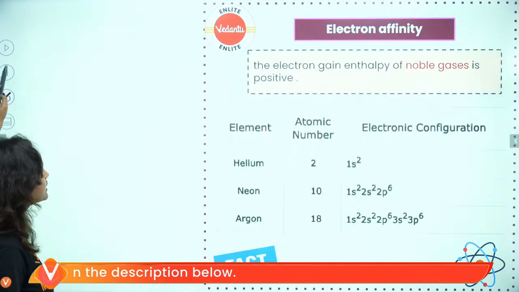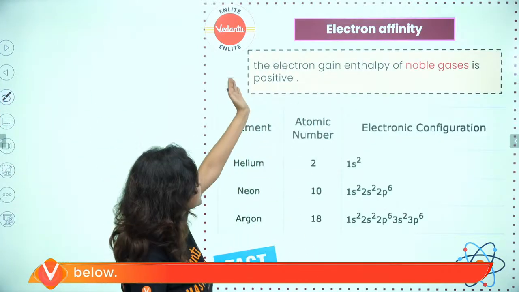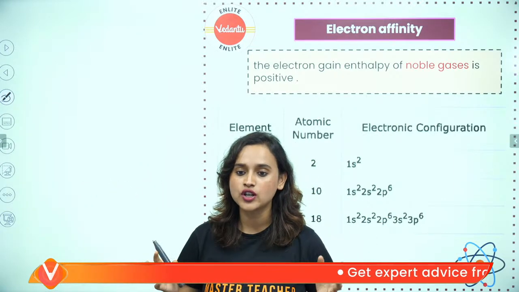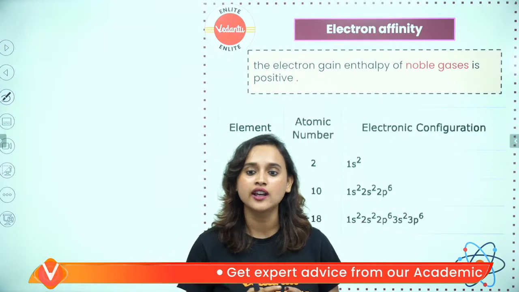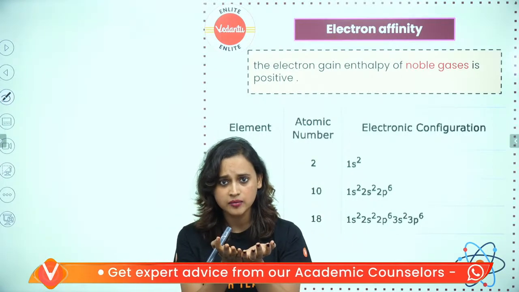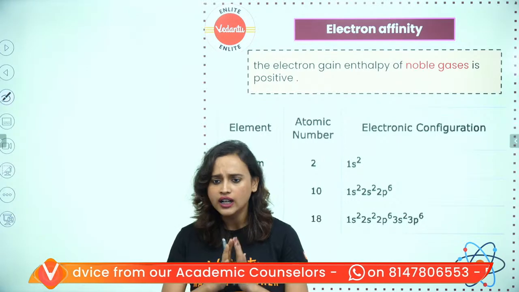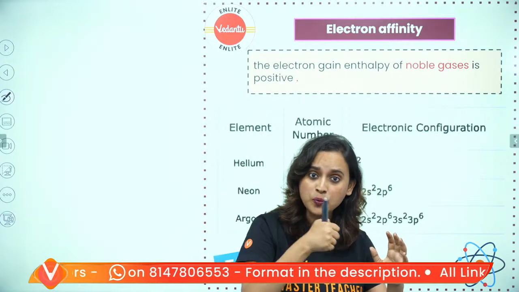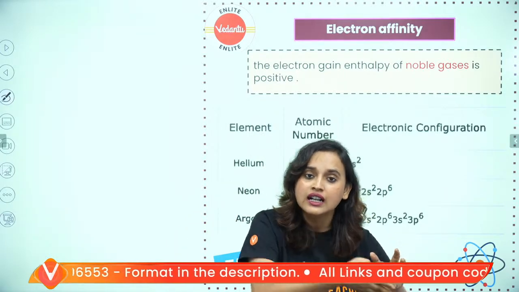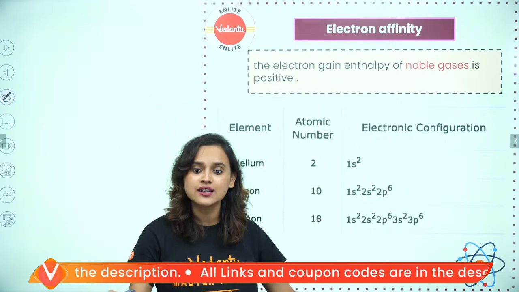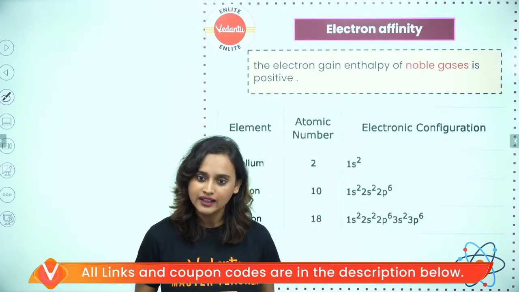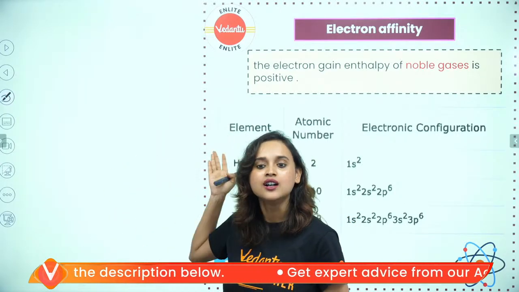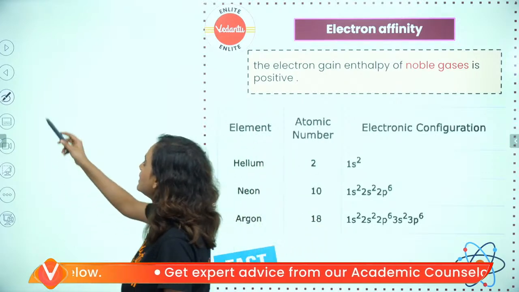This one I think I missed. The electron gain enthalpy of noble gases is positive. Why is it positive? It is positive because noble gases are already very stable. They do not want any electron. But if you want to give them an electron, you will have to push it in. So when you push it in, the electron gain enthalpy of the system will be positive. That is why it is positive. Very good. Well done. Moving on.